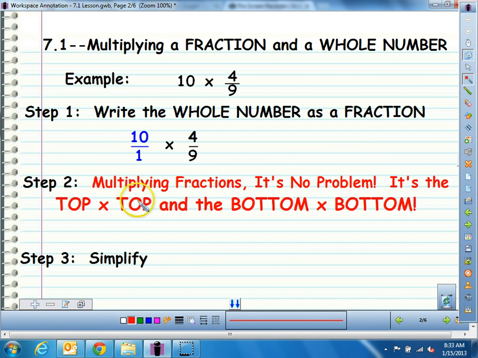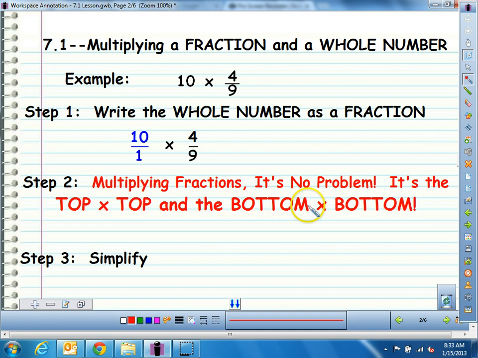So, multiplying a fraction and a whole number. If we have 10 times 4 ninths, we have a whole number and our fraction. The first thing we want to do is write the whole number as a fraction. Just like we did before, we're going to put it over 1. Now we have a fraction times a fraction. And here's our next beautiful saying that's so much fun. We're going to practice it in class tomorrow. But read it with me here.